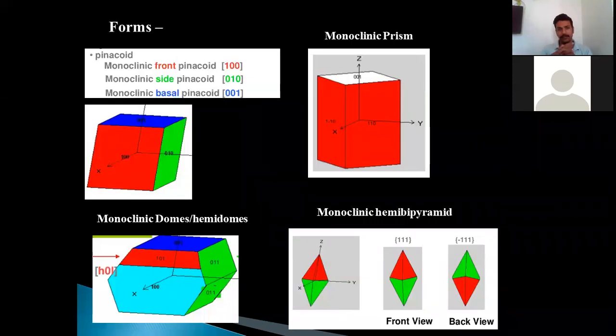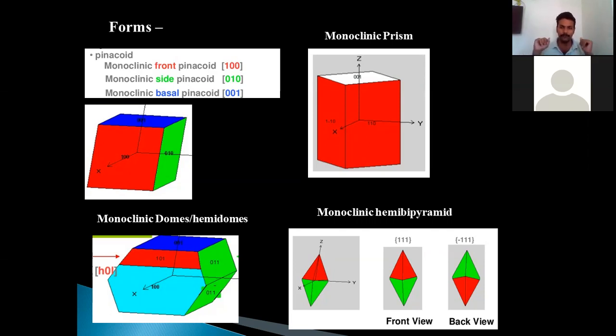So we have the well-known forms as pinacoids and domes. As I have already told you about the pinacoids and dome in the ortho system, the nomenclature of the pinacoid or the dome is done on the basis of the axis which is parallel to them. So if your face is parallel to the clinoaxis, then that will be called a clinopinacoid. Pinacoid is made up of two faces. You must remember, you must rewind it, that pinacoid is made up of two faces.